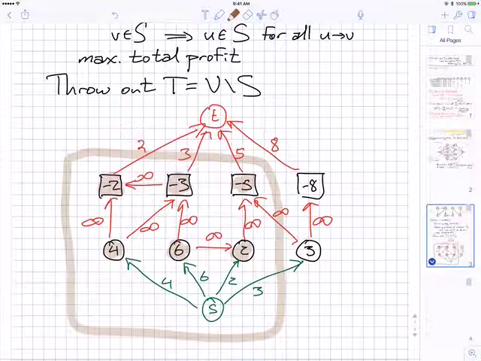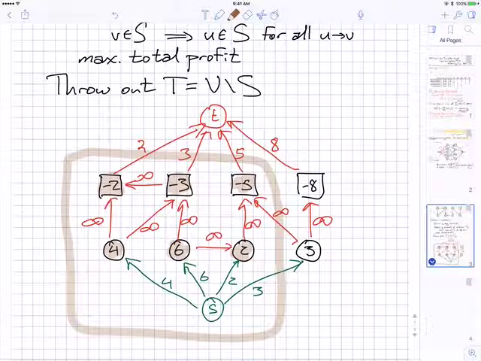So the total amount of money I lose compared to the naive answer is equal to the cost of the profitable nodes that I throw away, plus the cost of the costly jobs that I actually have to choose. And so this means that my total profit is actually the sum of all the positive nodes minus the capacity of the cut. So if I want to maximize my profit, that means I want to minimize the capacity.